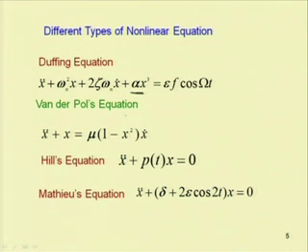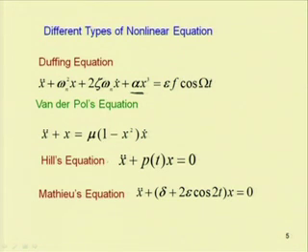Similarly, in the case of the van der Pol equation, the equation can be written in this form: x double dot plus x equal to mu into 1 minus x square into x dot. Then Hill's equation: x double dot plus p(t) x equal to 0, and the Mathieu equation: x double dot plus (delta plus 2 epsilon cos 2t) x equal to 0.